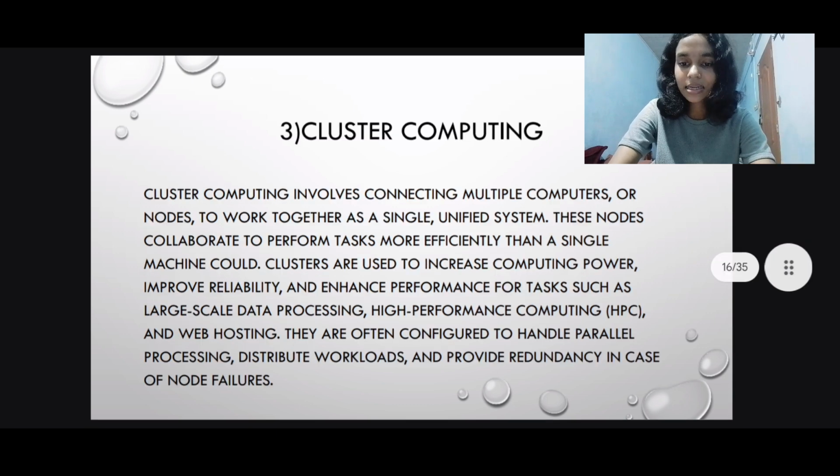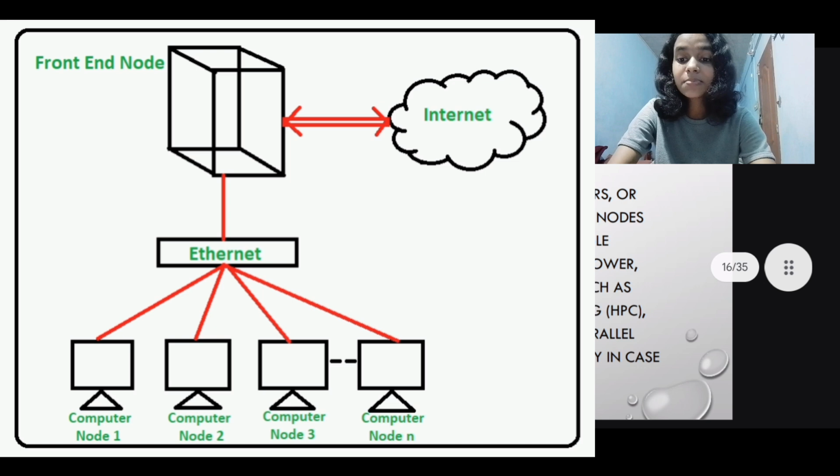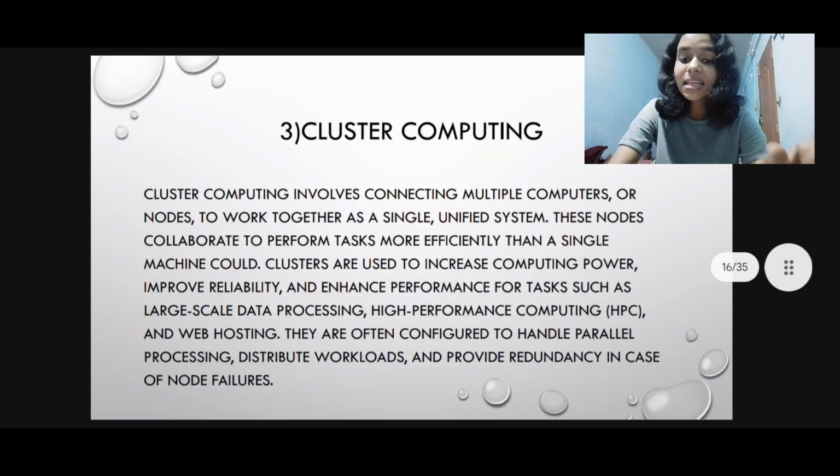Third one is cluster computing. It involves connecting multiple computers or nodes to work together as a single unified system. These nodes collaborate to perform tasks more efficiently than a single machine could. Clusters are used to increase computing power, improve reliability, and enhance performance for tasks such as large scale data processing, high performance computing, and web hosting. They are often configured to handle parallel processing, distribute workloads, and provide redundancy in case of node failures.